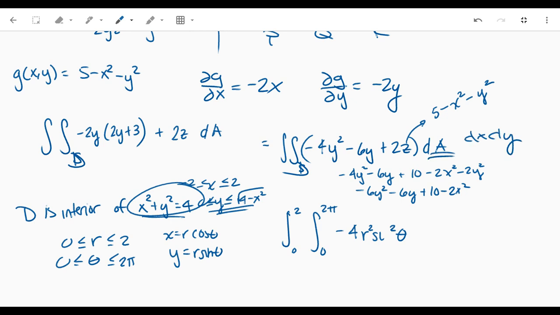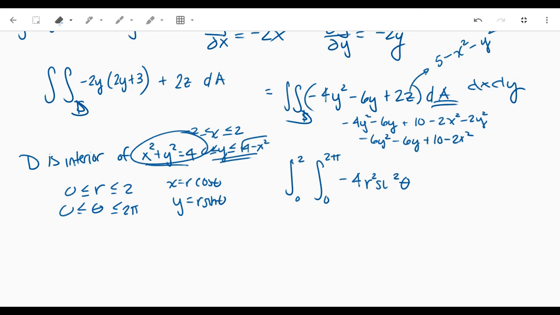So we're actually going to have a negative 6 r squared sine squared theta minus 6 r sine theta plus 10 minus 2 r squared cosine squared theta. And then we'd have your r d theta dr. Just checking my work here quick.